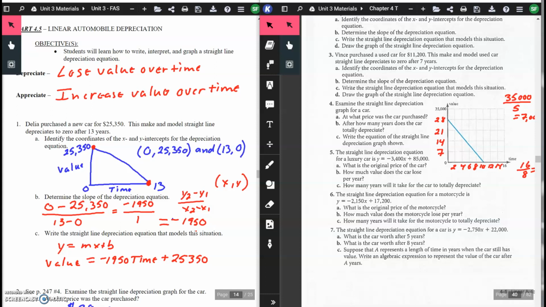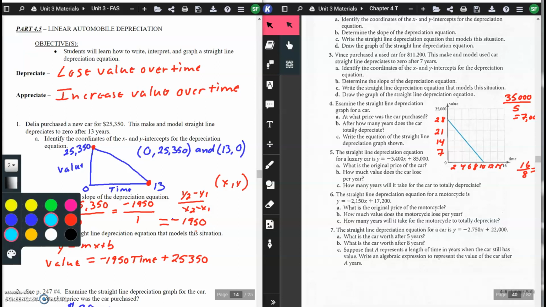So question number 1, it says, Delia purchased a car for $25,350. This make and model straight line depreciates to 0 after 13 years. Identify the coordinates of the x and y intercepts for the depreciation value of the equation. Okay, so if you remember, we have x and y coordinates. The coordinates that go left to right are your x values, and vertically up and down are your y values.